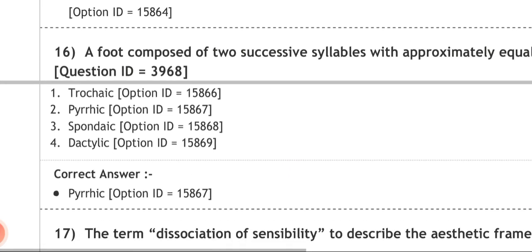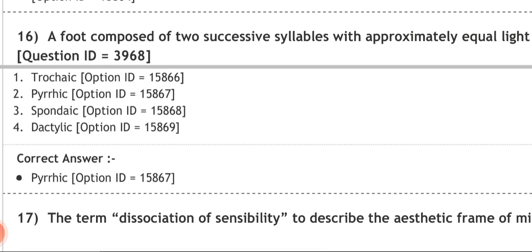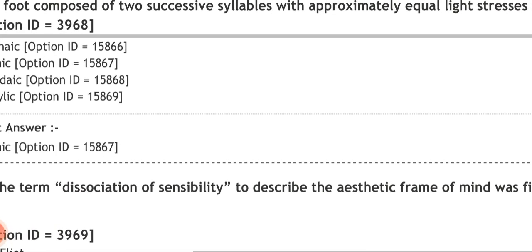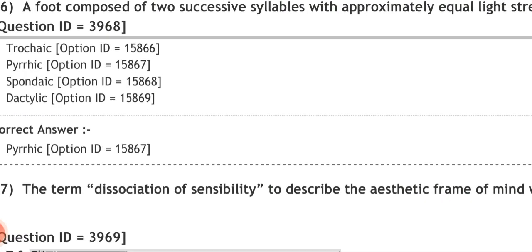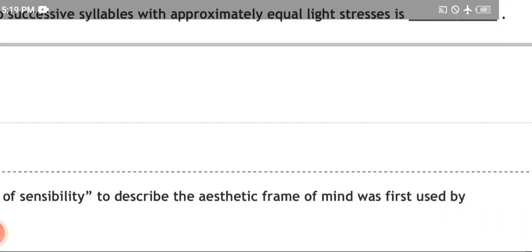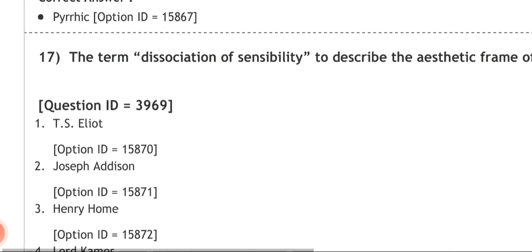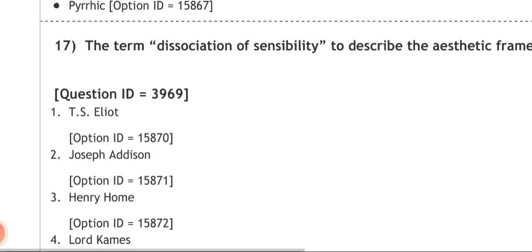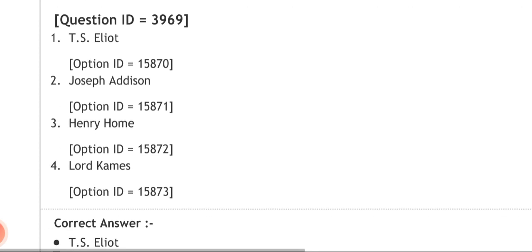Okay. Number 17, the term dissociation of sensibility to describe the aesthetic frame of mind was first used by who? So these kinds of questions are often asked. Who coined this term? Who said this term? Who used this term like this? So here the question is, let me repeat it again. The term dissociation of sensibility to describe the aesthetic frame of mind was first used by who? So option number 1, T.S. Eliot, 2, Joseph Addison, number 3, Henry Home, number 4, Lord Kames. So correct one is T.S.